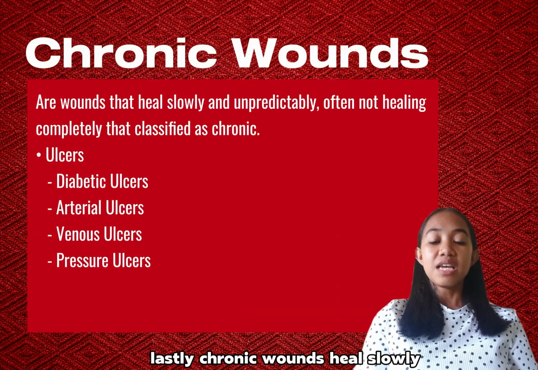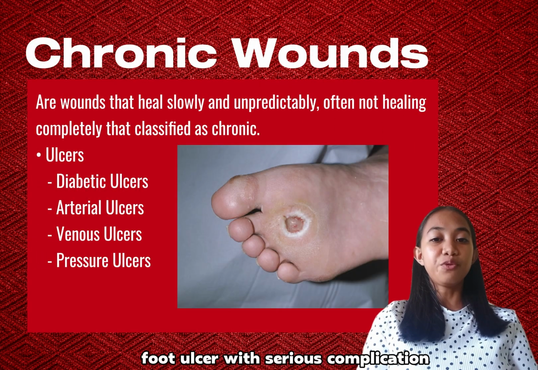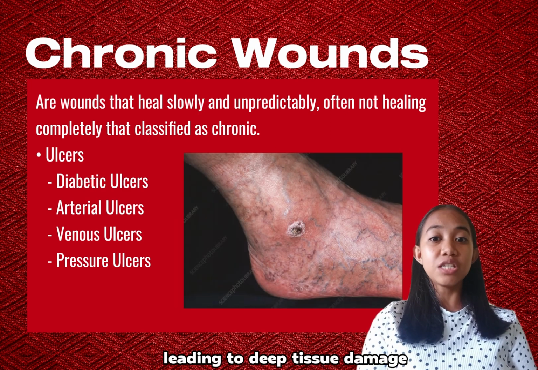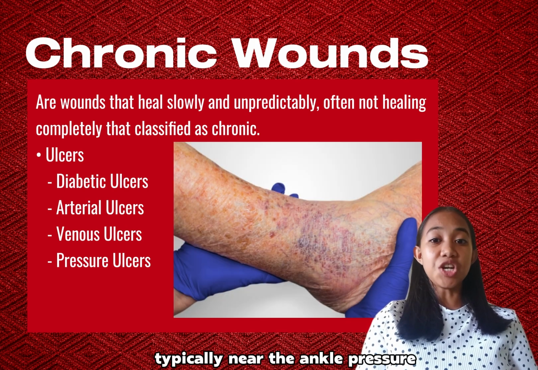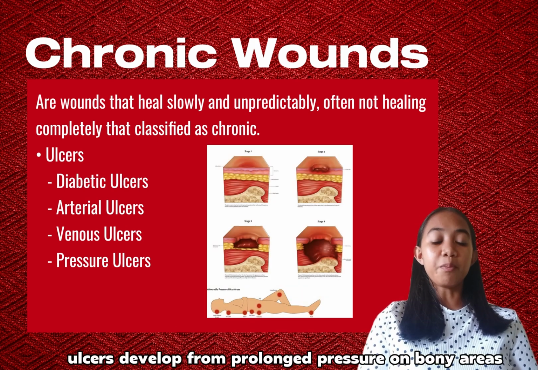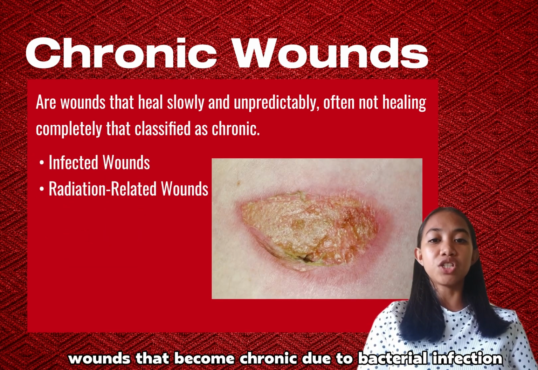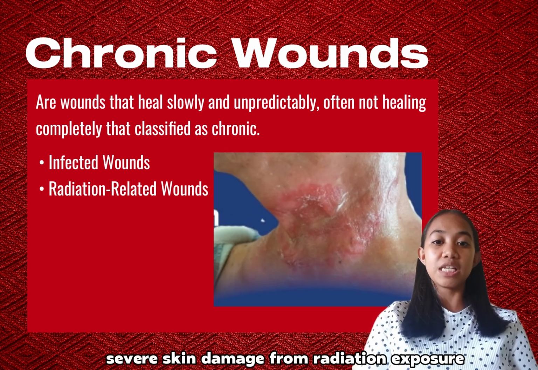Lastly, chronic wounds heal slowly, often developing ulcers or infections, such as diabetic ulcers, foot ulcers with serious complications; arterial ulcers caused by poor blood flow leading to deep tissue damage; venous ulcers result from impaired blood flow, typically near the ankle. Pressure ulcers develop from prolonged pressure on bony areas. Infected wounds that become chronic due to bacterial infection. Radiation-related wounds, severe skin damage from radiation exposure.